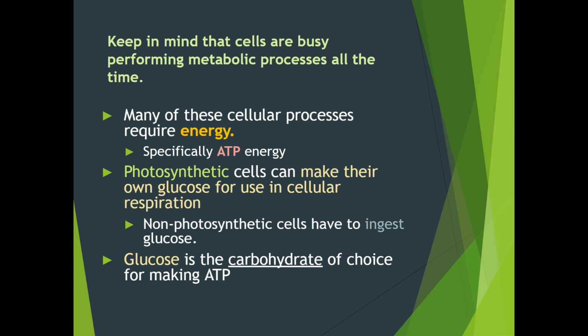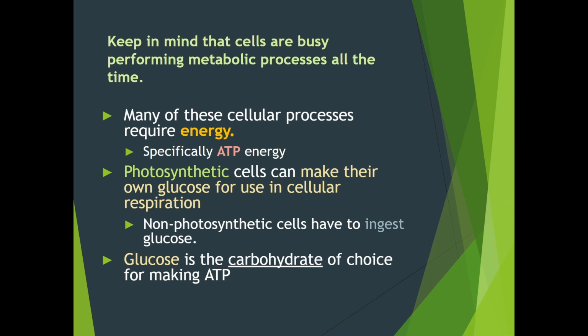And keep in mind that cells are busy performing metabolic processes all the time. So these cellular processes like photosynthesis and cellular respiration are occurring constantly, as well as other processes that make proteins or carry out genetic expression. But many of these cellular processes require energy, so we need metabolic processes like cellular respiration to make ATP.